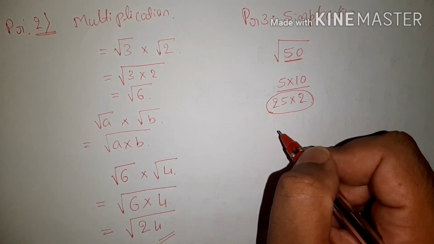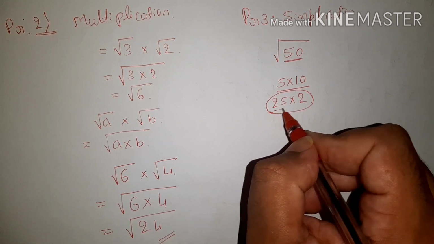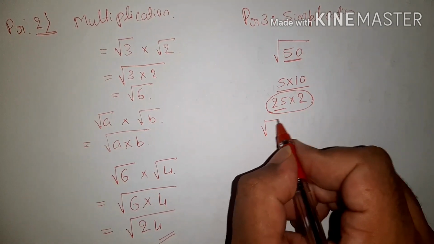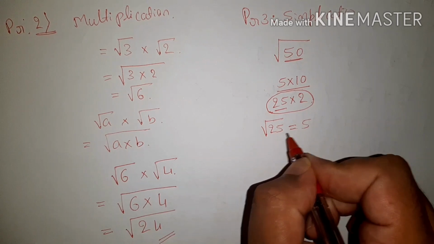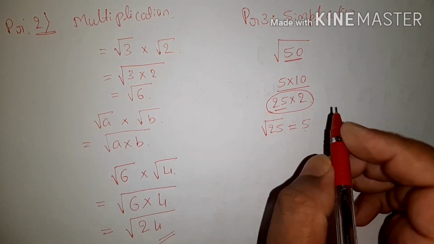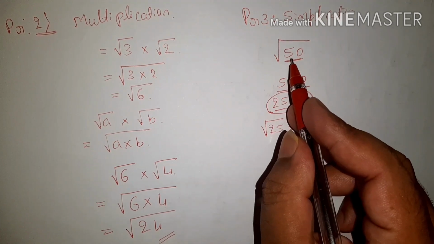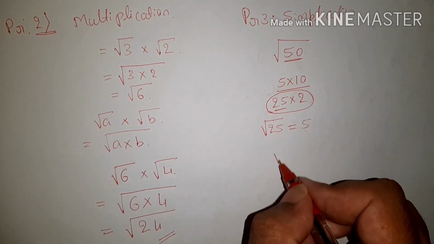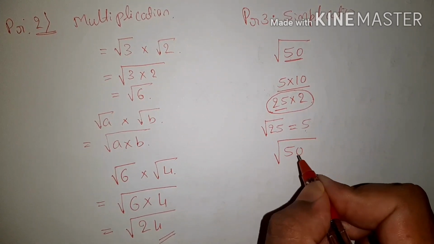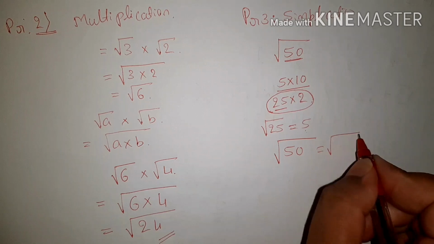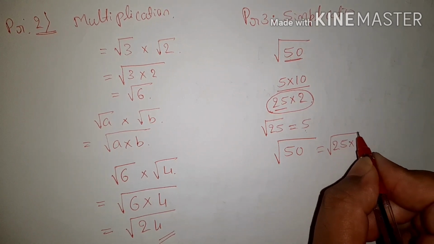Why? Guess why? Because 25 is a perfect square. What is the square root of 25? It is 5. So I can take 25 out of the square root. Hence, in the simplification of square root of 50, square root of 50 is equal to, I'll break into square root of 25 into 2.